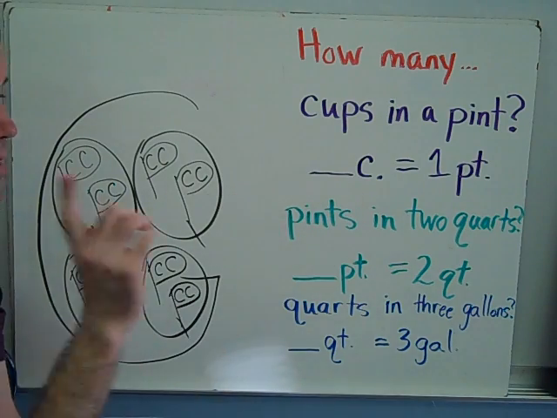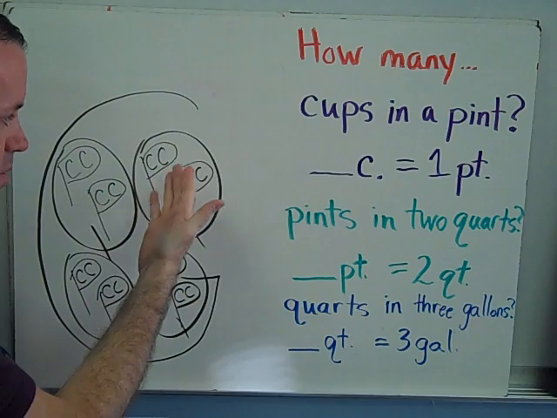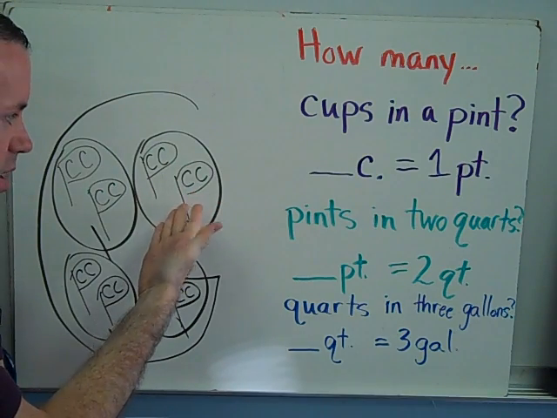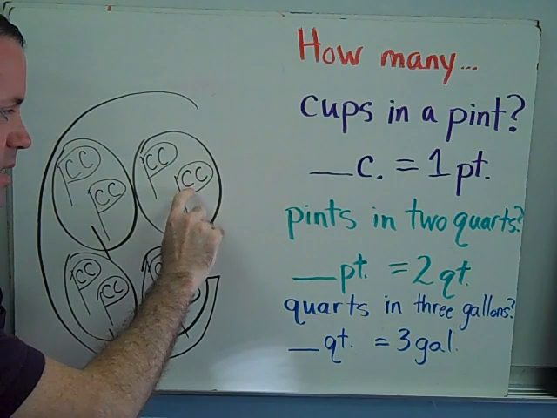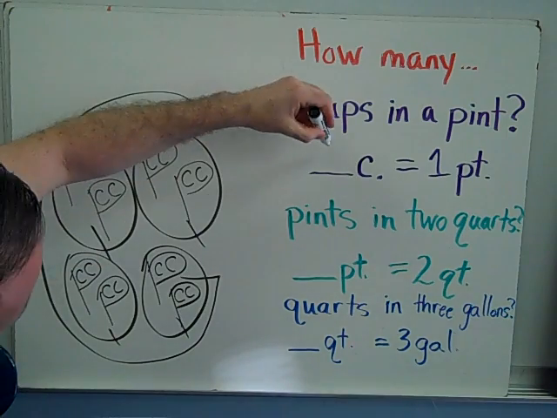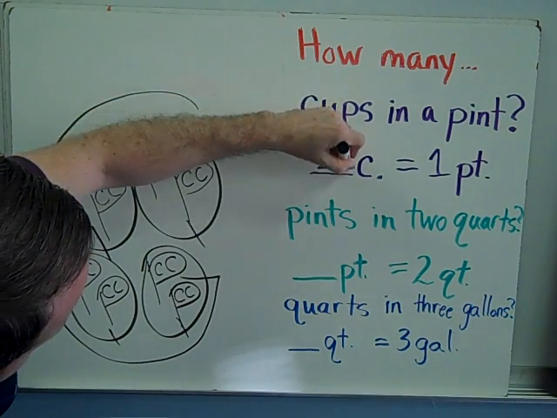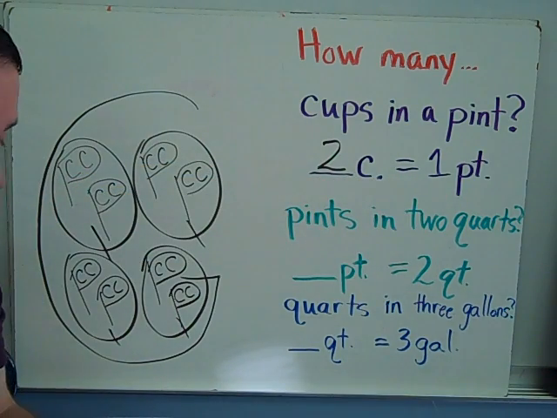So I'm looking for cups in 1 pint. So I find a pint, which would be a prince or a princess in my drawing, and how many cups are inside of that pint? Well, I see 1, 2. So how many cups are in a pint? 2 cups is the same value as 1 pint.